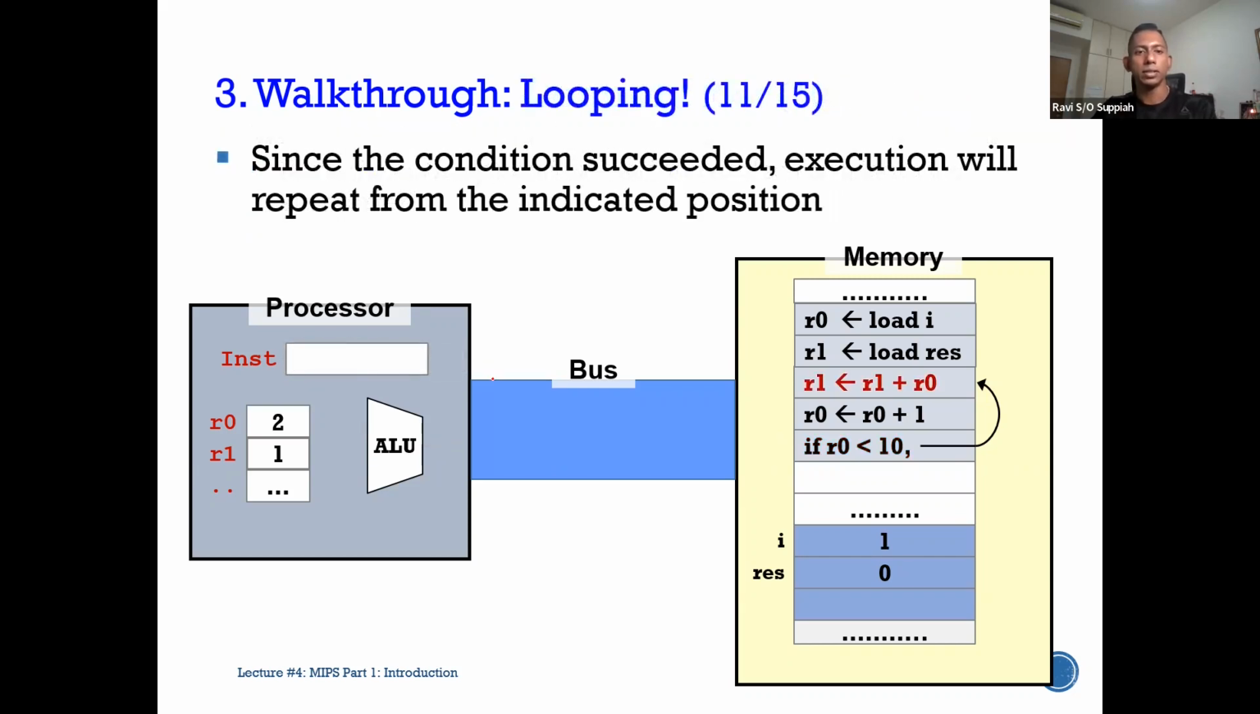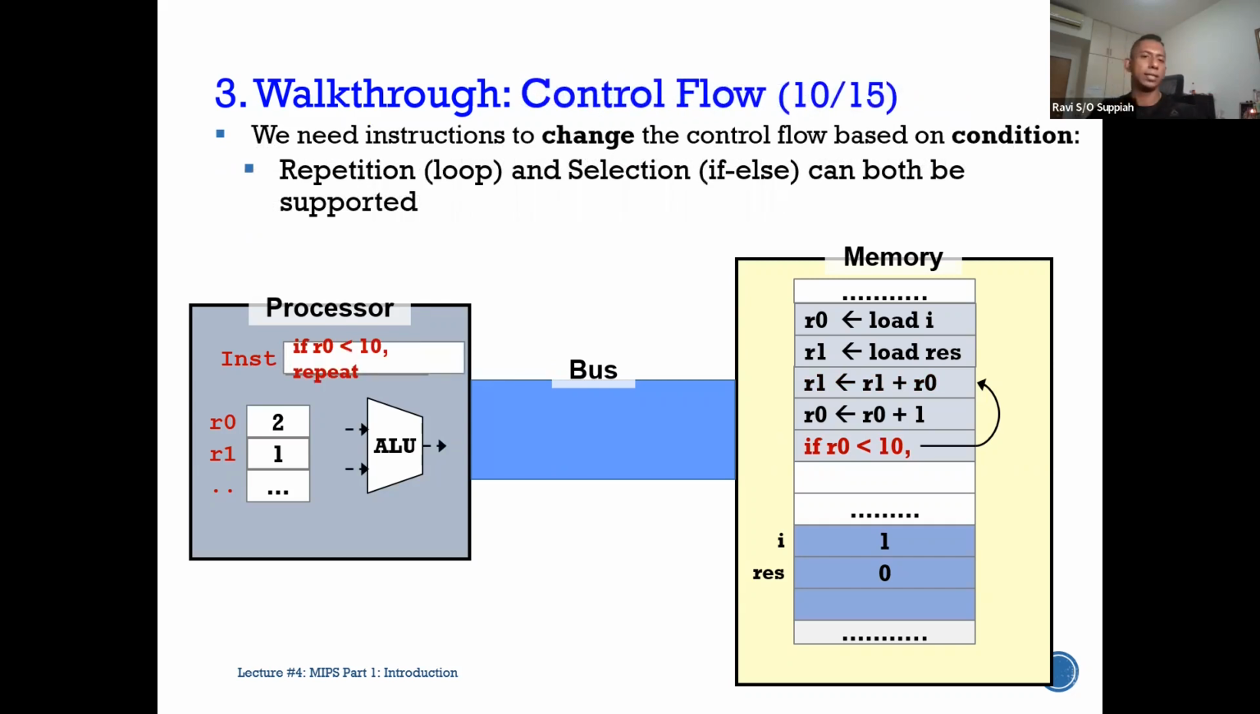So we're going to execute this. If R0 is less than 10, you repeat. If not, you exit the loop.